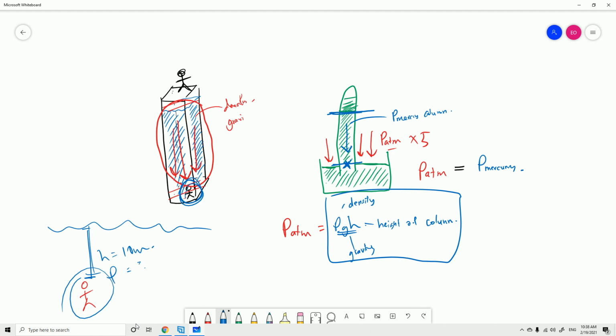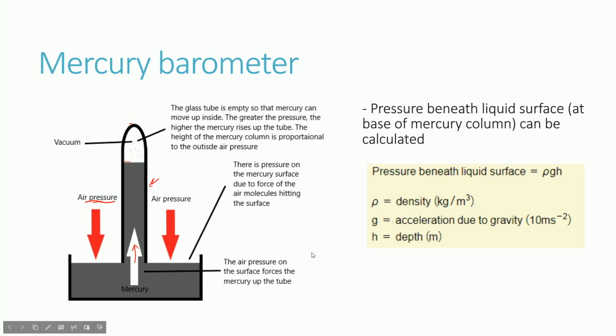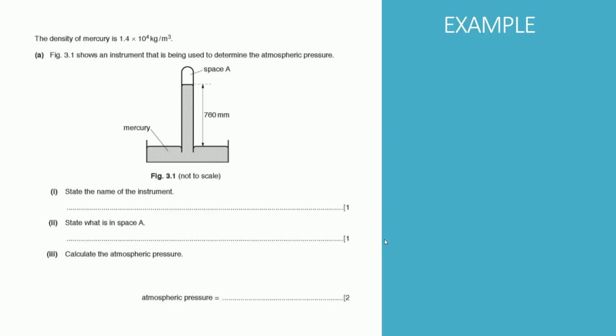But for this particular example, we're going to be looking at strictly the mercury barometer because that's the focus of our thing today. So here, the pressure beneath the liquid surface is equivalent to ρgh, and you've got the density, you've got the gravity, and you've got the height. So let's actually go through an example here. You've got the density of mercury being 1.4 times 10 to the power 4. And so figure 3.1 shows that an experiment is used to determine the atmospheric pressure.